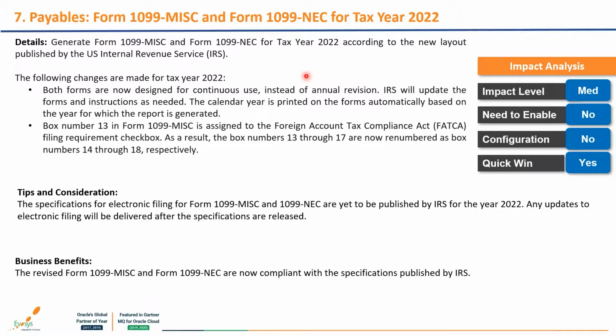These two forms are updated for year 2022, and in this update for form 1099 miscellaneous, box number 13 has been updated to include FATCA compliances. As a result, the existing box numbers 13 through 17 are now renumbered as box numbers 14 to 18, because box number 13 now has this compliance requirement of FATCA. So this was one enhancement for these two forms.